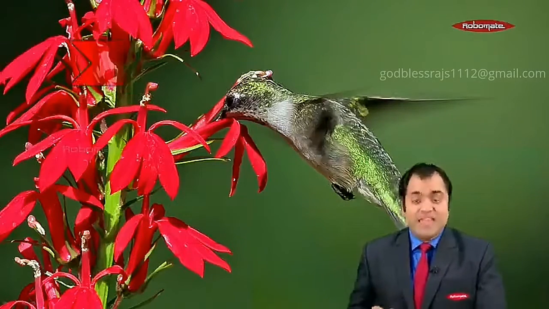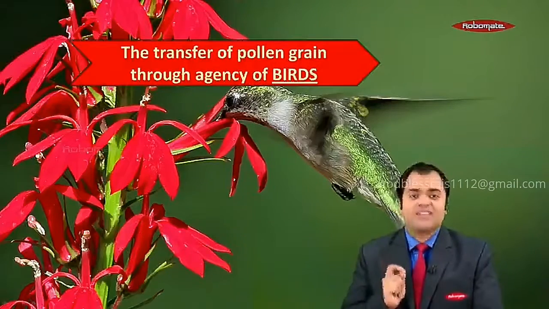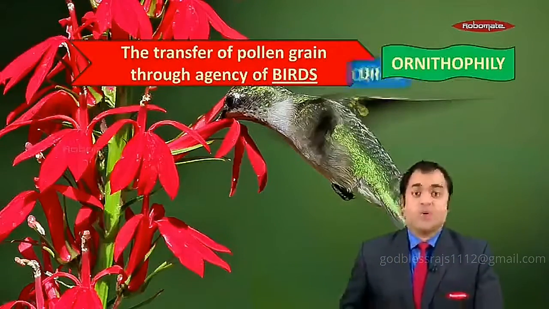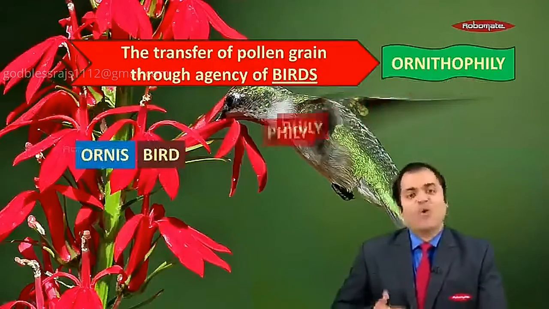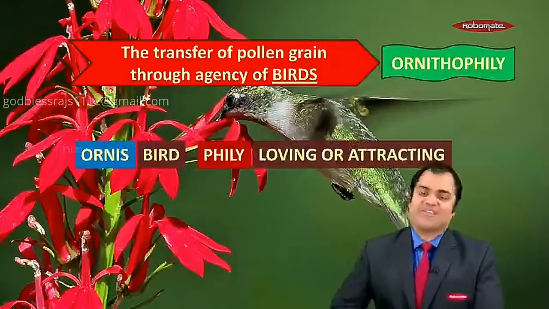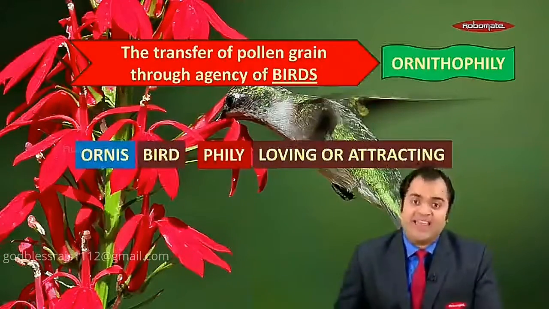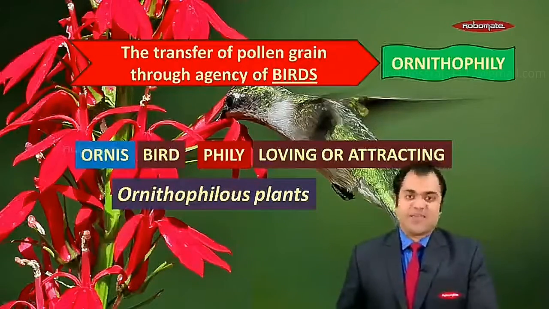Is that okay? So they say that the transfer of pollen grains through the agency of birds is called ornithophyly. Here the word ornis means bird, and the word phyly we already know means loving or attracting. And obviously the plants that perform ornithophyly are also called ornithophilous plants. Is that okay? Moving on.